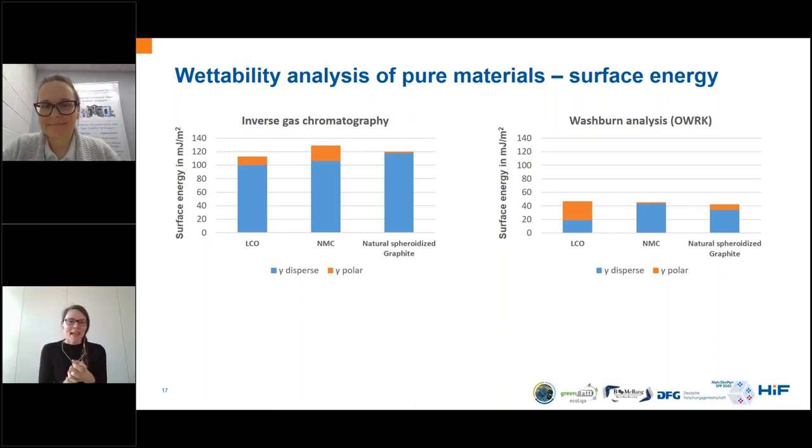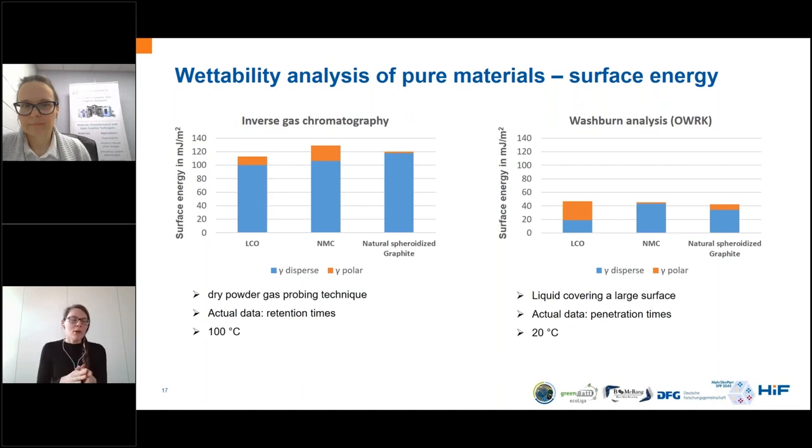So for the IGC, we get the natural spheroidized graphite with the lowest polar component, and the NMC with the highest polar component. But for the Washburn analysis, we get the NMC with the lowest polar component and the LCO with the highest polar component. So even though we have these different temperatures where we could explain the final total surface energy values, I would have at least expected that the tendencies within the materials regarding the dispersive and the polar part follow the same trend, which we have not.